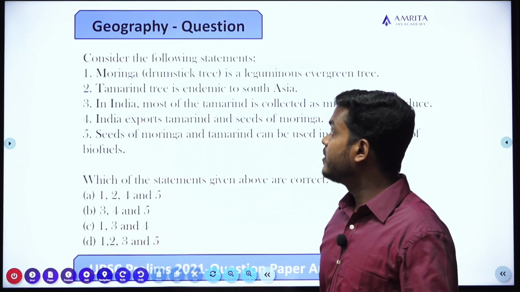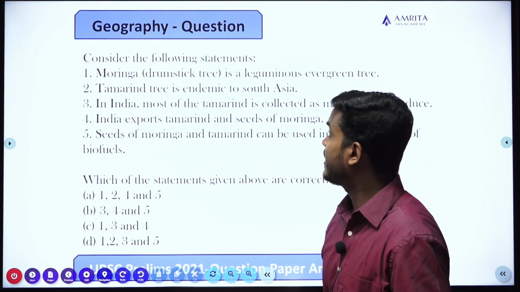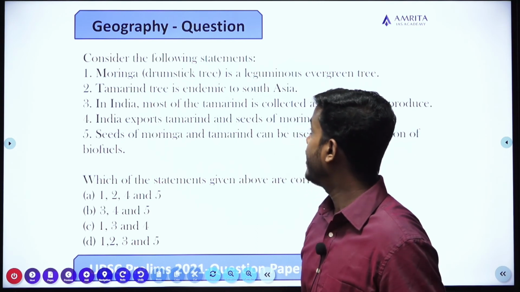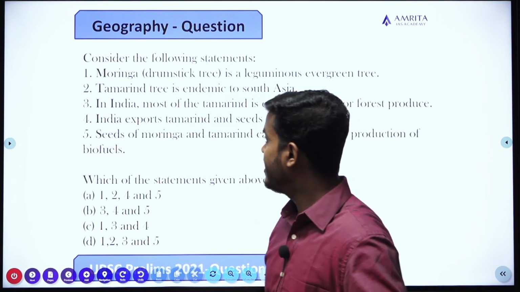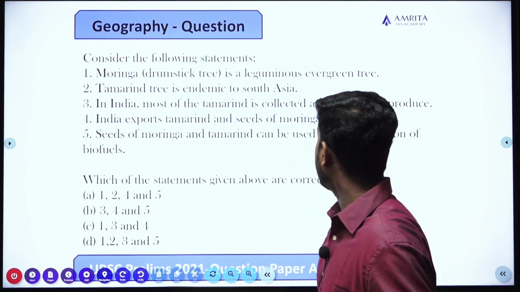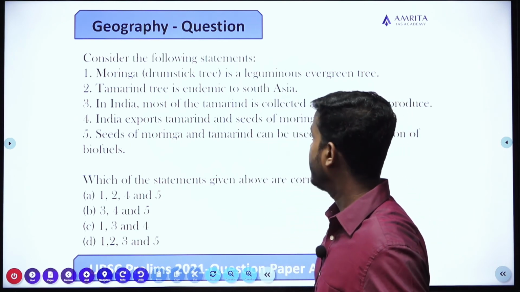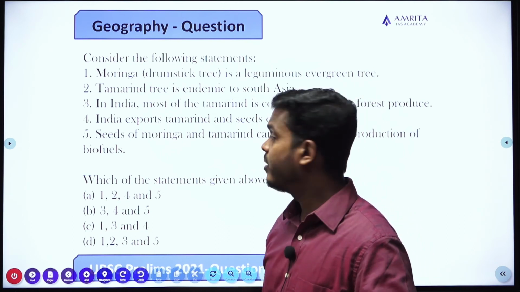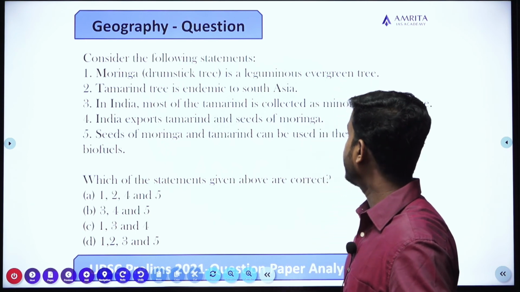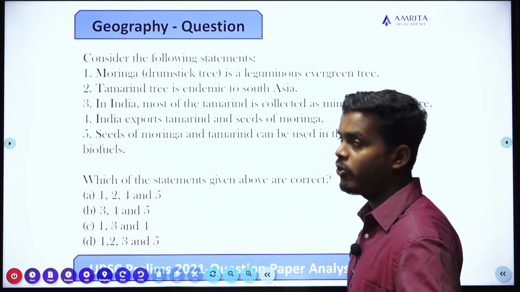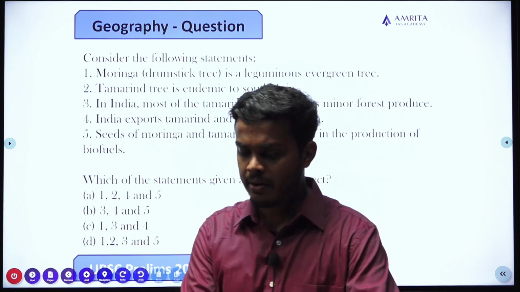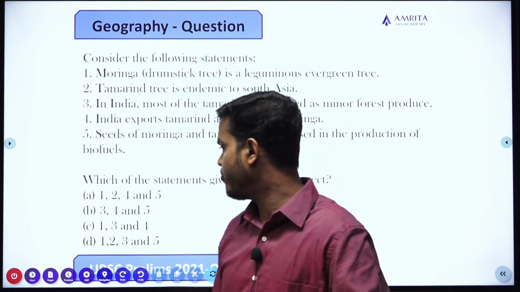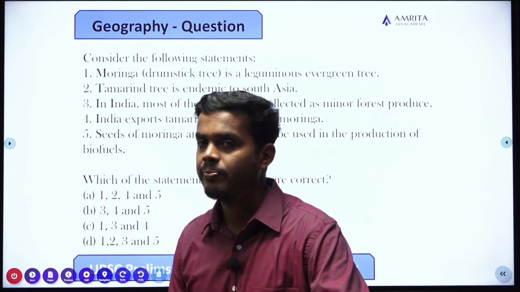Consider the following statements. Moringa or drumstick tree is a leguminous evergreen tree. Tamarind tree is endemic to South Asia. In India, most of the tamarind is collected as minor forest produce. India exports tamarind and seeds of moringa. Seeds of moringa and tamarind can be used in the production of biofuels. Now we have 5 statements given here and our options are 1, 2, 4, 5, 3, 4 and 5, 1, 3, 4 and 1, 2, 3, 5.